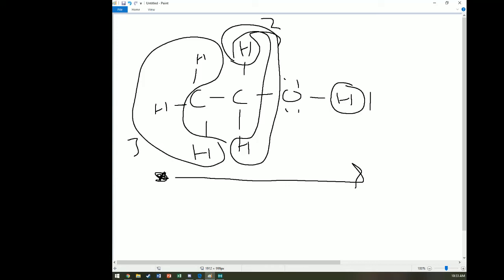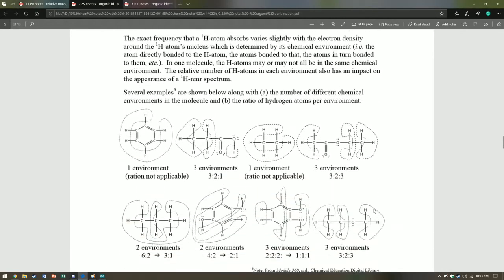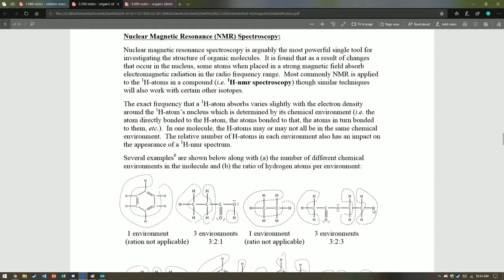It's more or less what your vantage point is from that particular hydrogen. What does the rest of the molecule look like, I suppose? It's a bit of a tough concept to explain. Hopefully that made sense as to what I was doing there. I'll probably do some more videos going over this stuff. But now that we know what a hydrogen environment is, we can get into proton NMR spectroscopy.